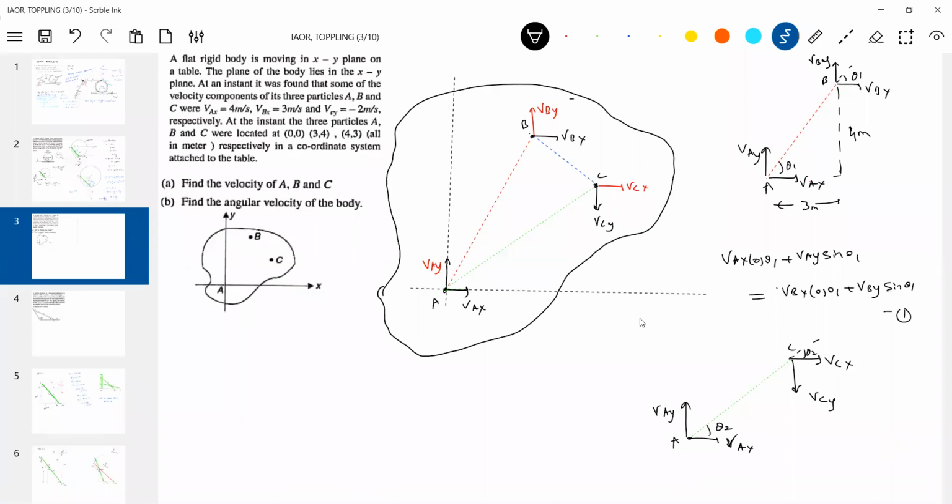Now write the equations. VAX cos theta 2 plus VAY sin theta 2. The components of velocities along the line joining should be equal to VCX cos theta 2, this will be theta 2, minus VCY sin theta 2. VCY is negative because it is towards C. Velocities along AC away from A are positive, and those towards A should be negative.